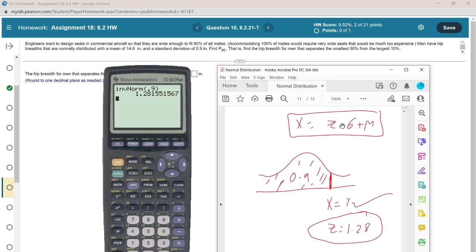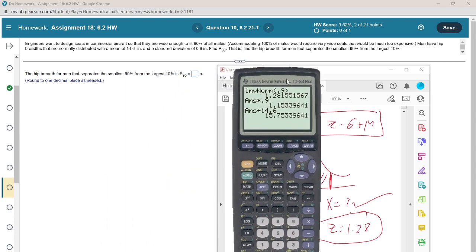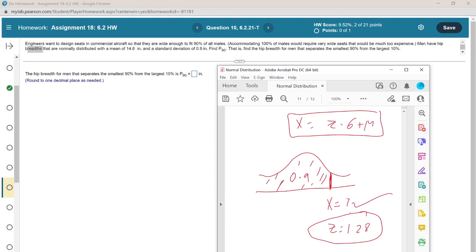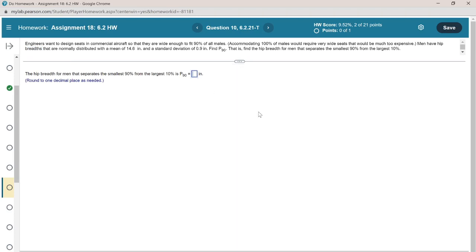For this z-score, what is the value of x? For that, you just multiply this by sigma, which in this case is 0.9, the standard deviation. So I'm going to multiply this answer by 0.9, and then add the mean, which is 14.6, to this value, which gives 15.75. So the meaning of this is that 90% of men have a hip breadth less than this value, which is 15.8 if you round it to one decimal place.